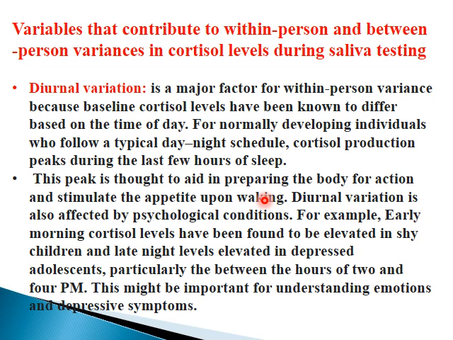Diurnal variation is also affected by psychological condition. For example, early morning cortisol levels have been found to be elevated in shy children and late night level elevated in depressed adolescent, particularly between the hours of 2 and 4 p.m. This might be important for understanding emotions and depressive symptoms.